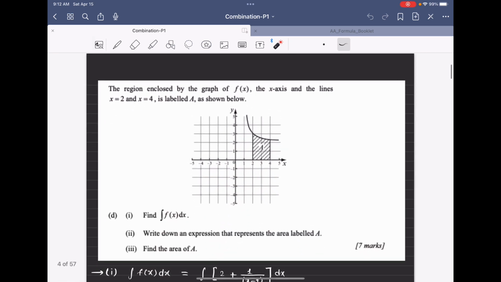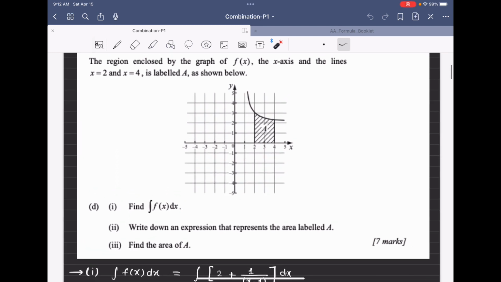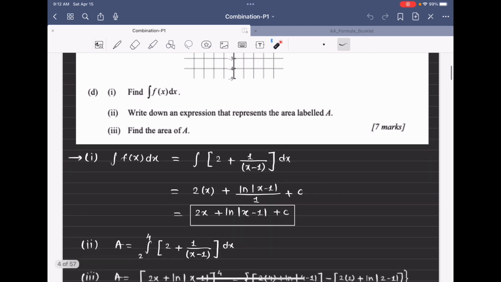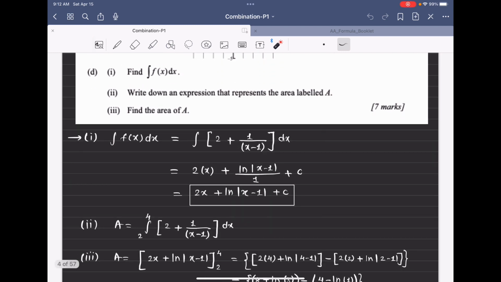Next, the region enclosed by the graph of f of x and the x-axis and the lines x is equal to 2 and x is equal to 4 is labeled by capital A. That means this part. We are not taking the full graph, only the upper side of the graph. Find integration of f of x. Please write down in the same format. If there are two terms, use the brackets properly, otherwise you will forget to take the one term integration.